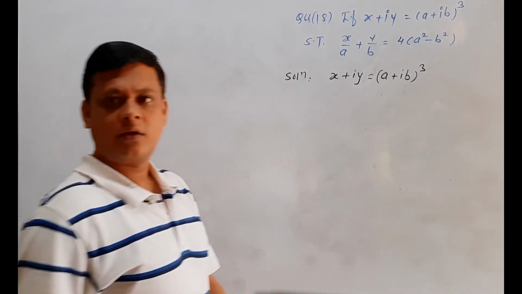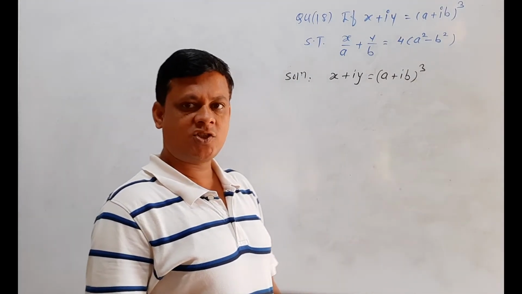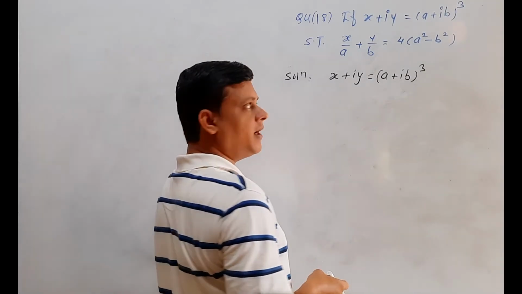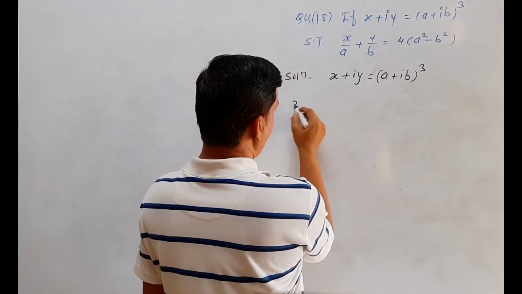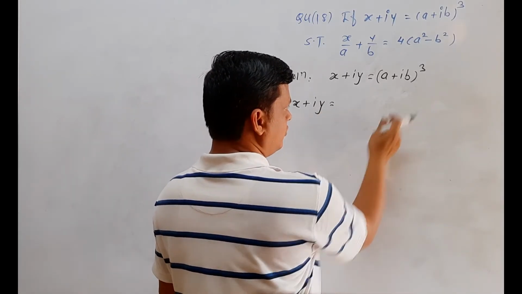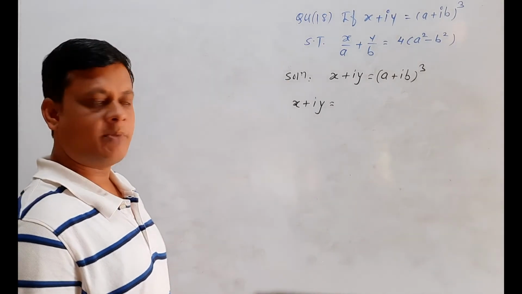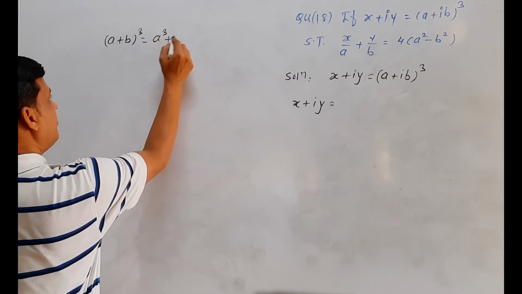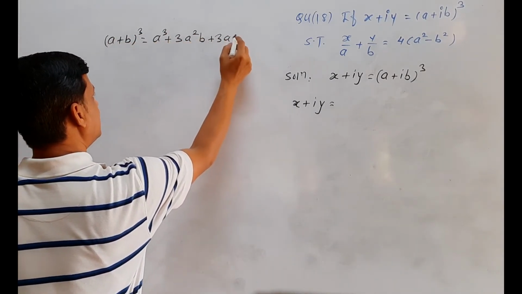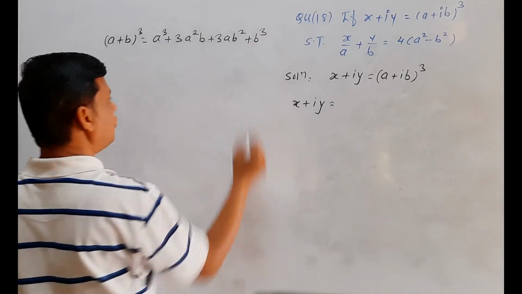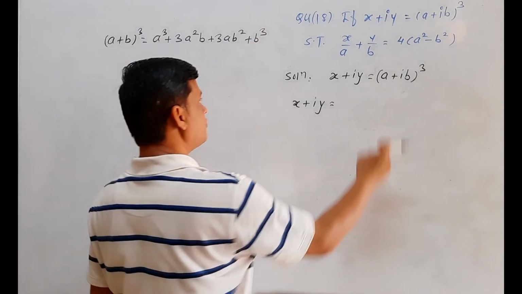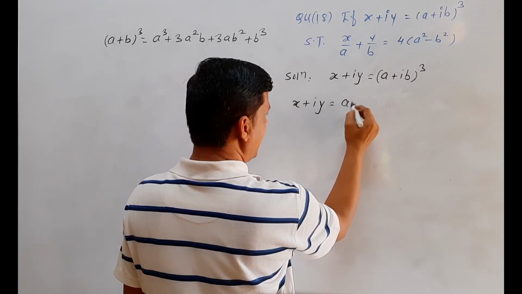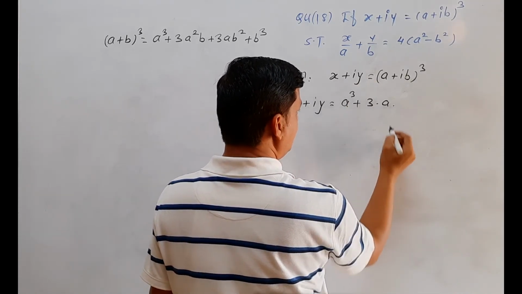So we write the cube of the RHS first, then by equality of complex numbers we find the values of x by a and y by b. So see here, we keep the LHS as it is: x plus iy equals. Now apply the formula of (a plus b) cubed. So (a plus b) cubed is a cubed plus thrice a squared b plus thrice a b squared plus b cubed. Now here in place of a the value is a, in place of b the value is ib.